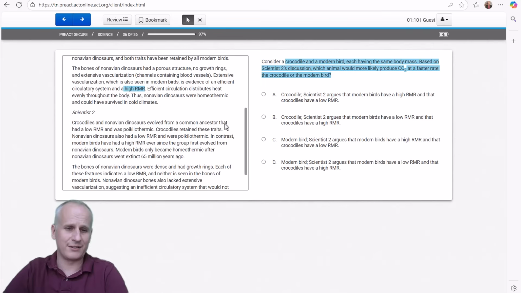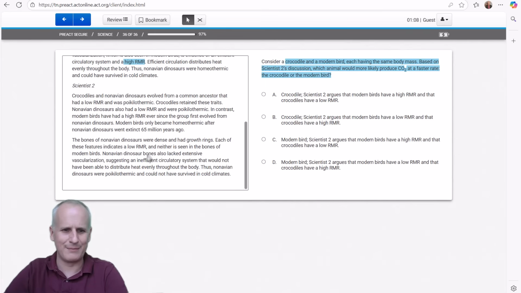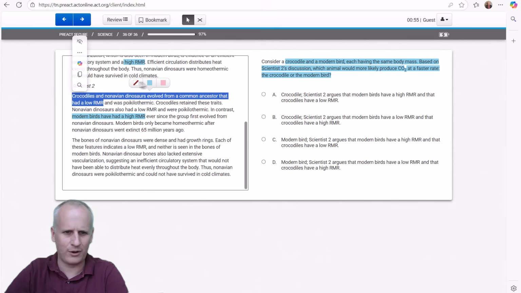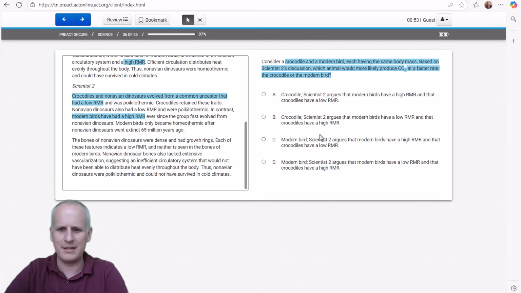I guess I should have been in scientist two, but it doesn't really matter because either of them says that we've got a high RMR for modern birds as opposed to the crocodiles, which had a low RMR. So it has to be the modern birds that have a high RMR, which matches choice C.